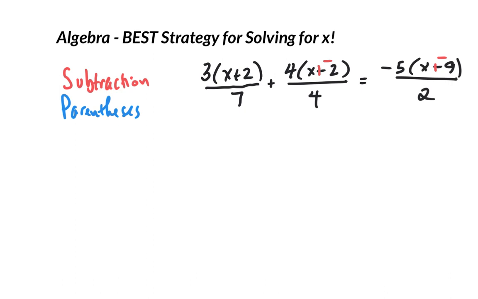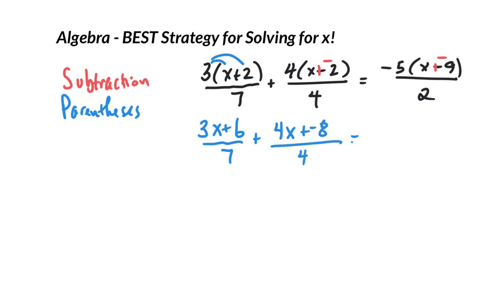Now, the way we do that, of course, is to distribute. So we've got 3 times x plus 2 becomes 3x plus 6. Then we've got 4 times x plus negative 2, which becomes 4x plus negative 8. And then we've got negative 5 times x plus negative 9, which becomes negative 5x. And then a negative times a negative is positive, so we have plus 45 all over 2. We have now gotten rid of the parentheses.